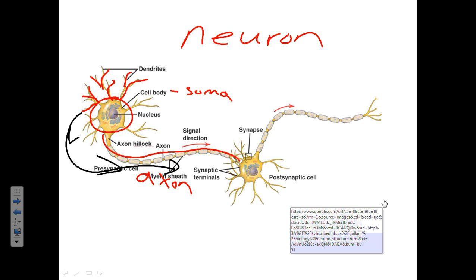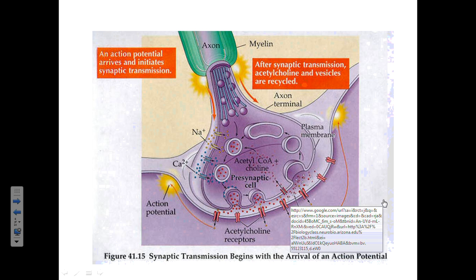That information is transmitted as electricity down this axon. And the end of the axon is going to be connected to what? Another nerve, or maybe to a muscle. But is it directly connected like that? No. What's the connection called? A synapse. And it's actually like a little gap, right? Looks like this.